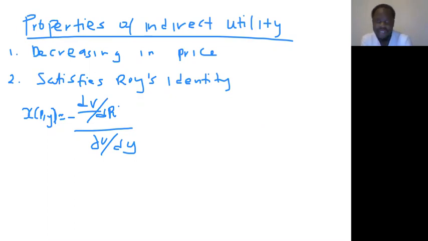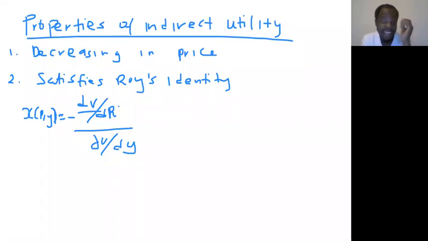When we say decreasing in prices, what we're saying is that supposing your price changes, let's say you go to market and your price has increased, then we expect you to buy less of what you bought before the price increased.